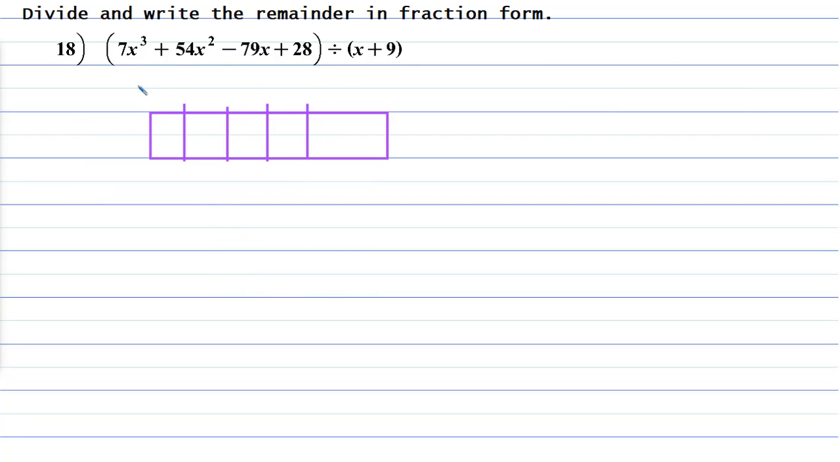Number 18. My variables go down. 7x squared, x cubed. And I've got to divide that by x plus 9. So when I divide, I get 7x squared. Multiply to come down, and that gives me 63x squared.